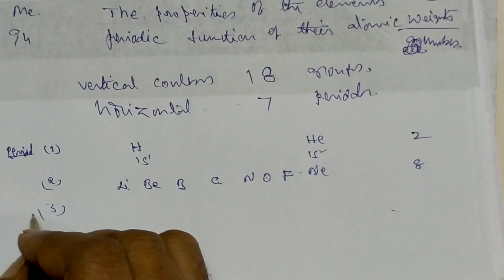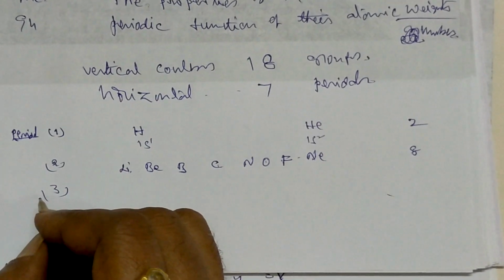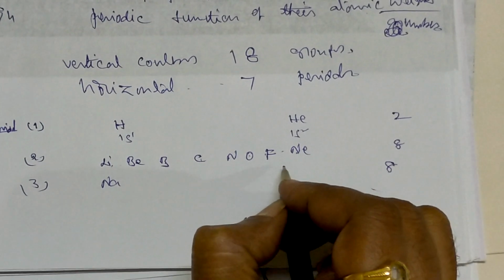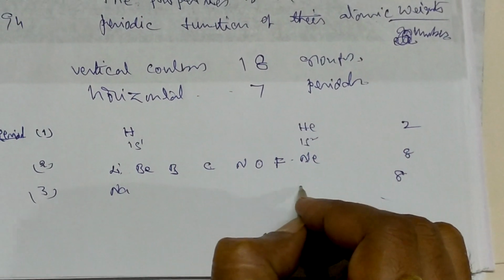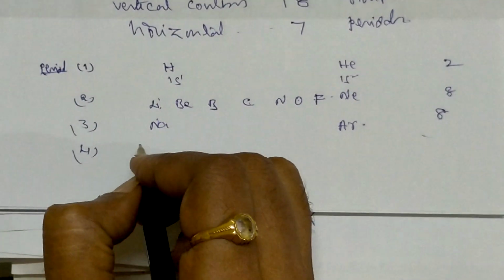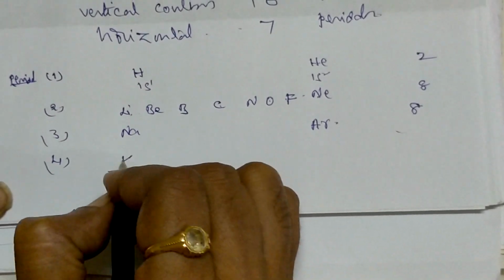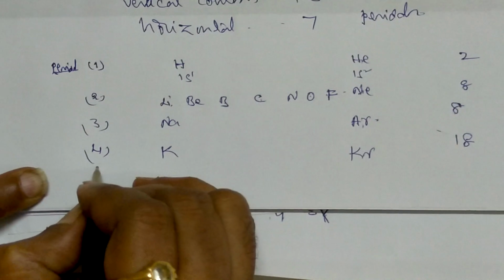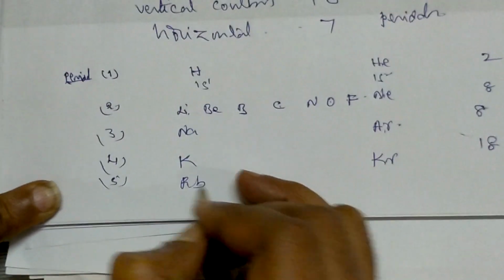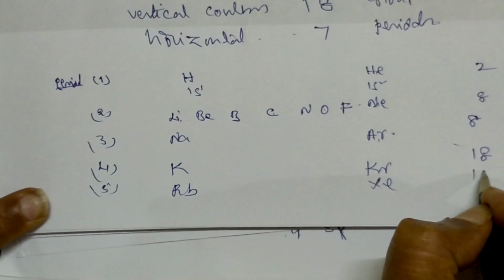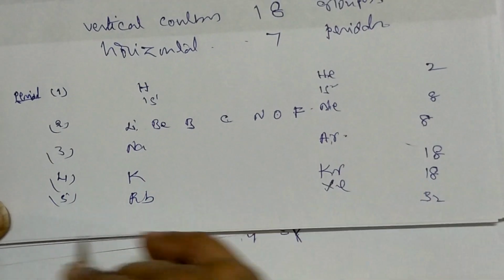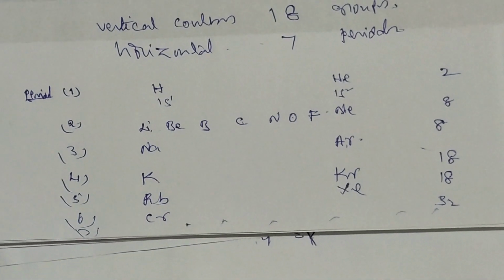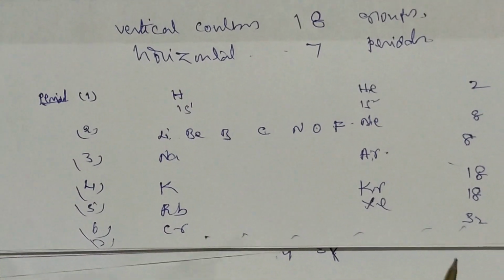And the third period will again be 8. It starts with sodium and ends with argon. The fourth period has 18 elements, starting with potassium and ending with krypton. The fifth period, after potassium, starts with rubidium and ends with xenon, again 18. Then the next period has 32, the sixth, starting with cesium. The seventh period is incomplete, so I cannot say the number of elements, because as of today it is still going on.